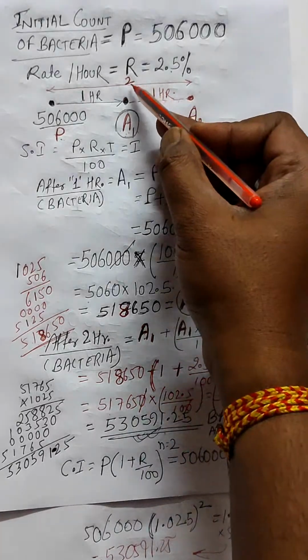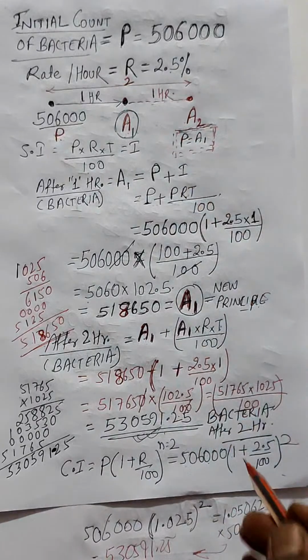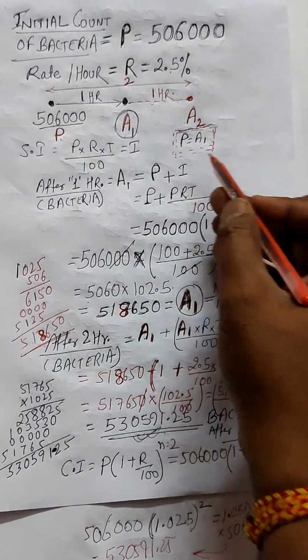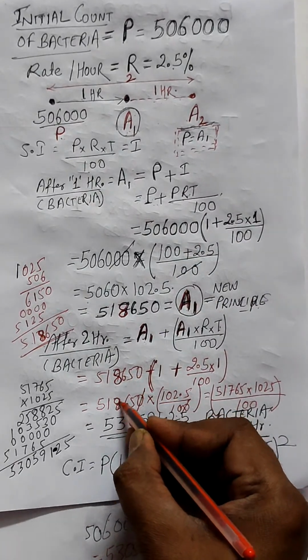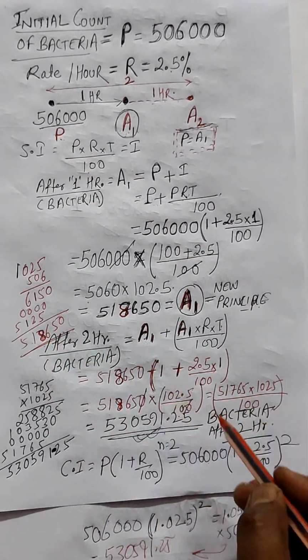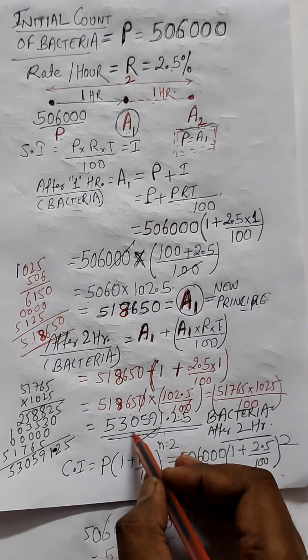And here the main thing you need to remember is that for A2, A1 will be acting as a principal, right, which I have written over here. So in place of 867 it will be 8, that we have corrected. Now this will give you some value, so that value will be changed.